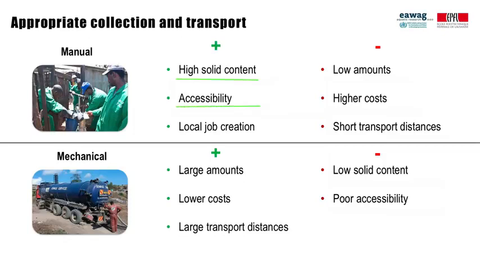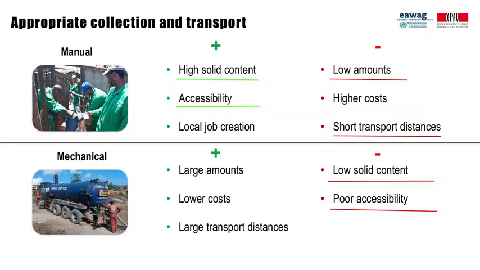However, these technologies commonly only collect small amounts of sludge, and transport of this sludge to a treatment plant can be a challenge. This can result in the discharge of the collected sludge into the urban environment. Mechanical collection and transport technologies are often only appropriate for sludge with a low solids content. In addition, access to on-site sanitation technologies can be a challenge.